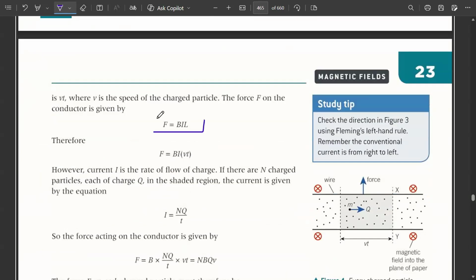F is equal to BIL. Now in place of length, we know that distance is equal to speed into time, right? So in place of L, can we write V into T, speed into time? We also know that I is equal to what? Number of charged particles passing per unit time, right?